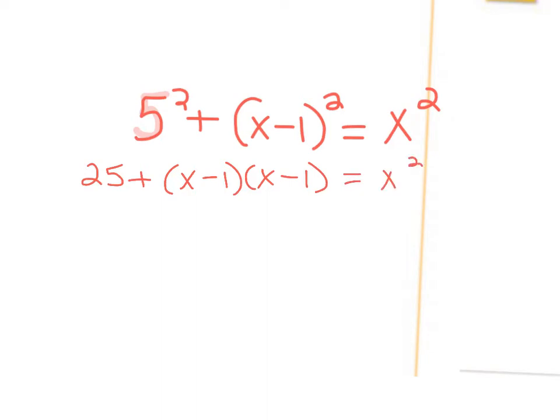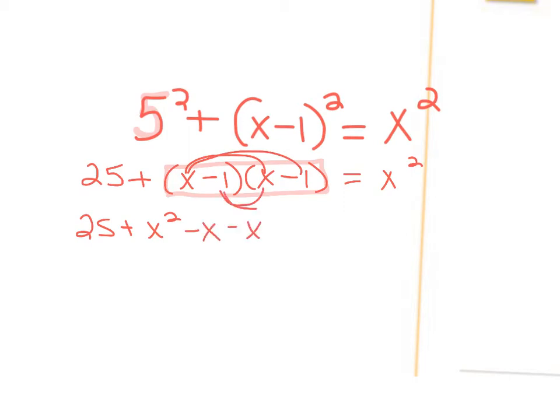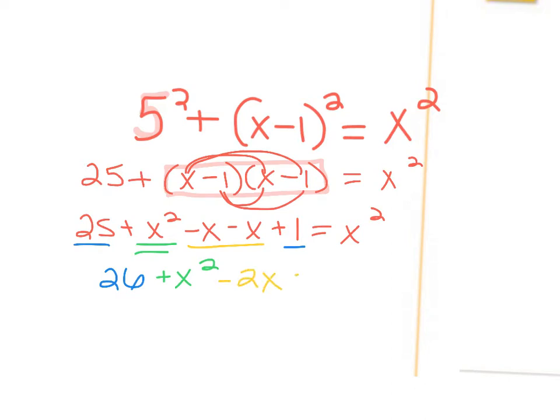And then I would FOIL out my polynomials here. So 25 plus x squared, outer negative x, inner negative x, and last positive 1. Combine your like terms on the next line. So 25 and positive 1 would be 26. There's only 1 x squared, so it stays as positive x squared. And then there's 2 x's, negative x and negative x, which becomes negative 2x.